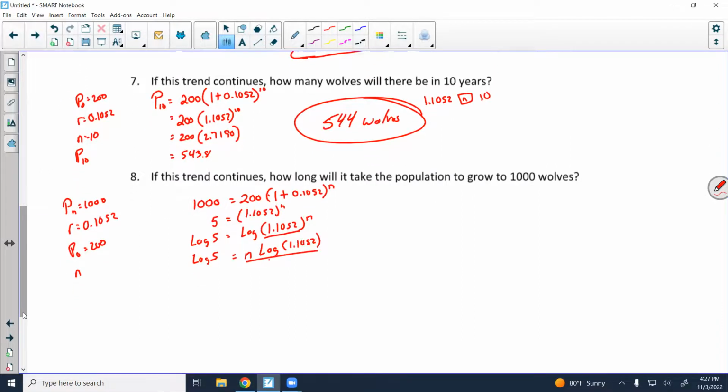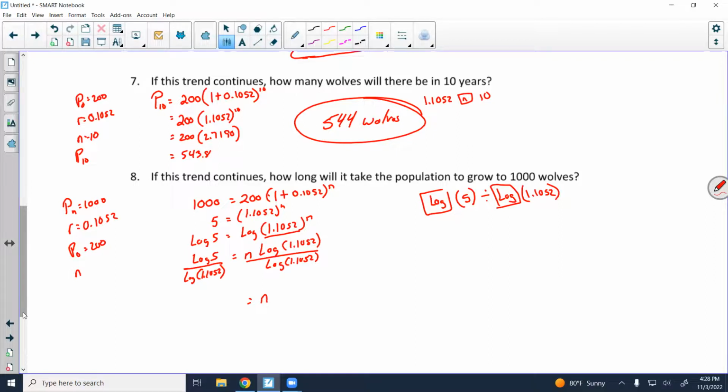So now I can divide both sides by the log of 1.1052. And that way I'll have n equals, so to key this in, hit your log button. It'll open a parentheses for you. Key in 5, close the parentheses, divided by, hit the log button again. It'll open parentheses, hit 1.1052, close parentheses, and it should give you the answer.